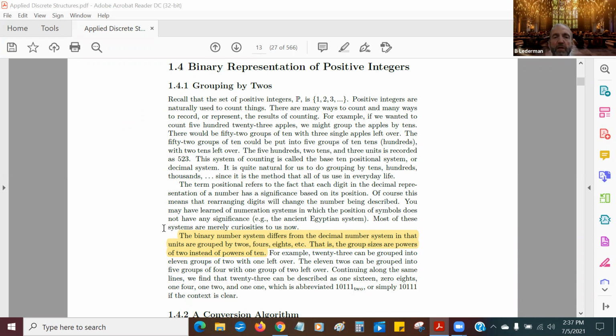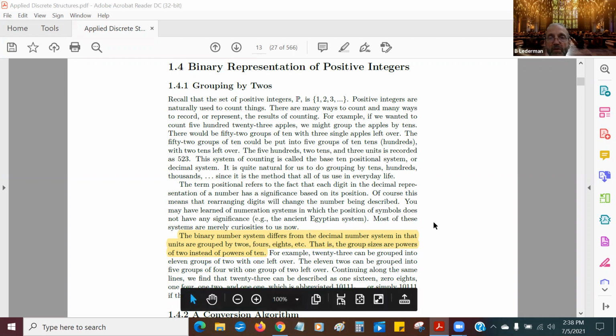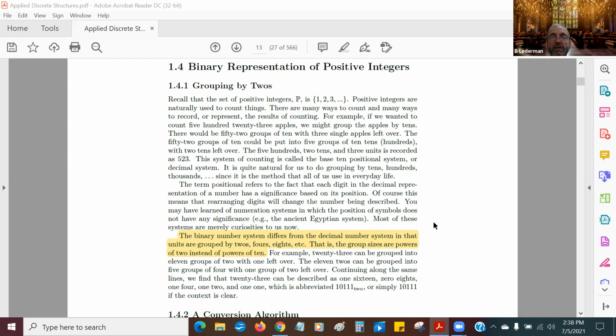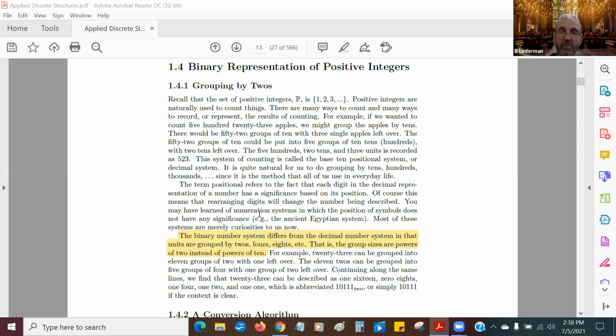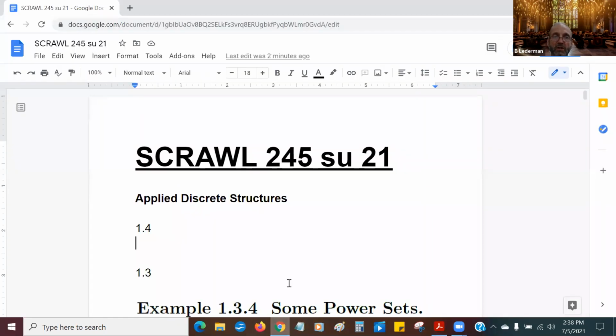And that's really what we're saying over here, that the binary number system differs from the decimal number system in that units are grouped by twos, fours, eights, etc., as opposed to tens, hundreds, thousands, etc. That is, the group sizes are powers of 2 instead of powers of 10. And we're going to show you a very simple algorithm for converting a base 10 number, a decimal number, into a base 2 number. The section goes through it and gives you some computer ways to write it. Let me just go through it in plain, basic English.